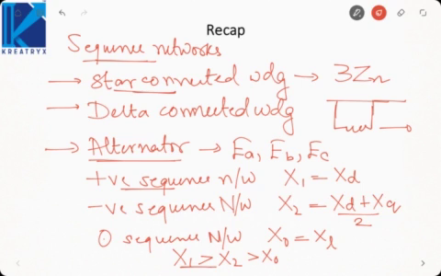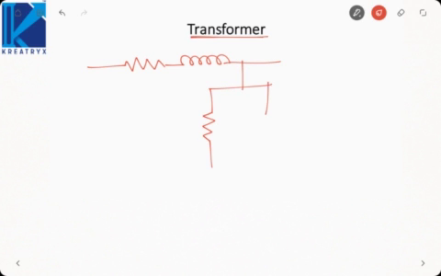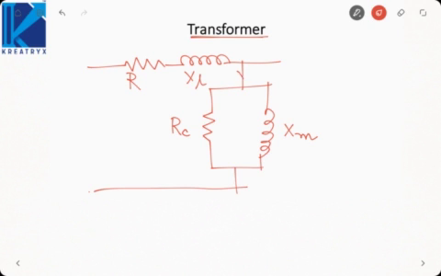In this lecture we will concentrate on deriving the sequence networks for the case of transformer and the transmission line. So let us first start with the transformer. In case of a transformer, the equivalent circuit is something like this. If I have referred the entire circuit to primary, it will be something like this. This will be core loss resistance, magnetizing reactance, then winding resistance and leakage reactance. Now the current flowing in the shunt branch is called the no load current.